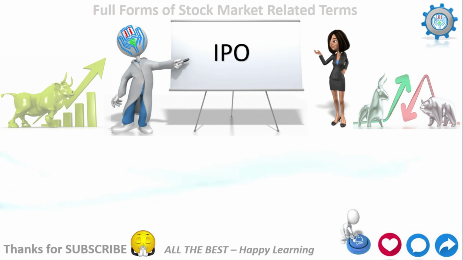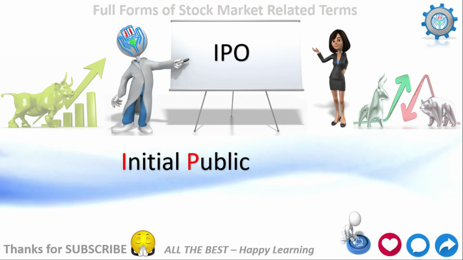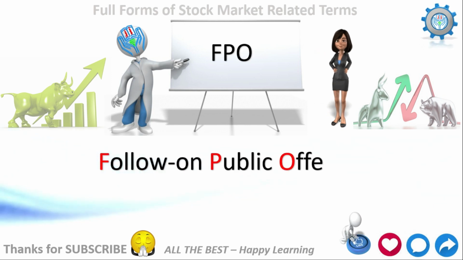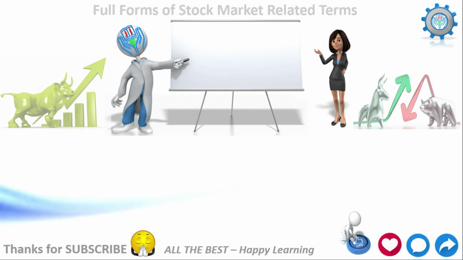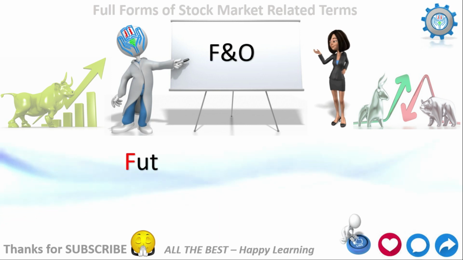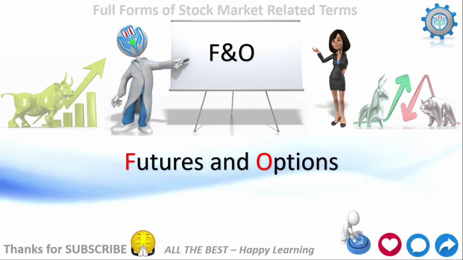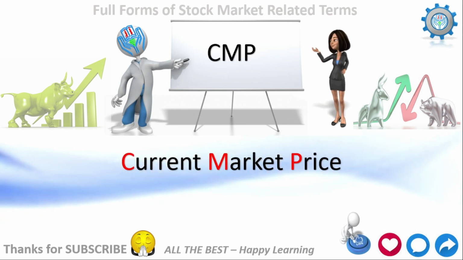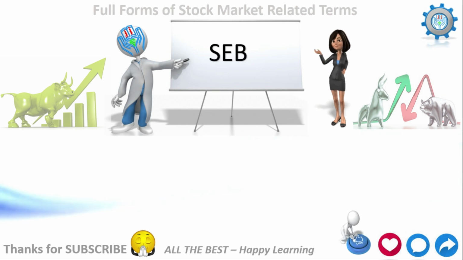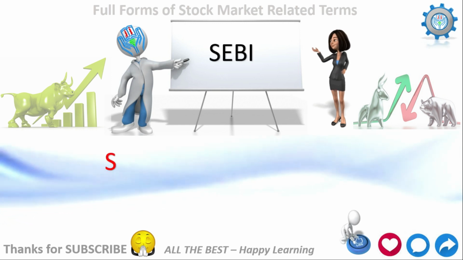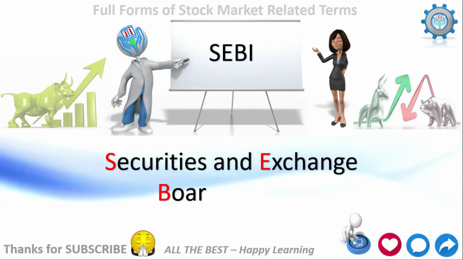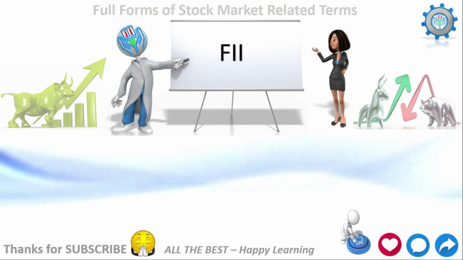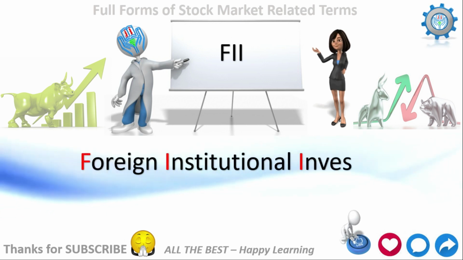IPO, Initial Public Offering. FPO, Follow on Public Offering. F&O, Futures and Options. CMP, Current Market Price. SEBI, Securities and Exchange Board of India. FII, Foreign Institutional Investor.